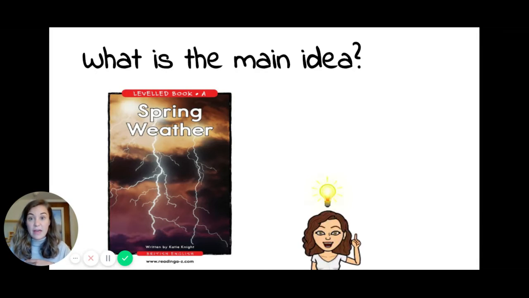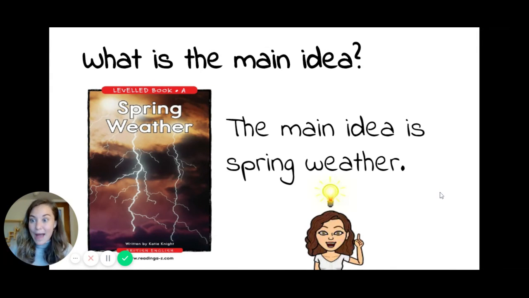So what do you think the author was trying to get us to understand by reading the story? Could it be spring weather? Absolutely. So the main idea of the story is spring weather. What are the types of weather that you're going to see in the springtime, right? Hey, great job. Kiss your brain.